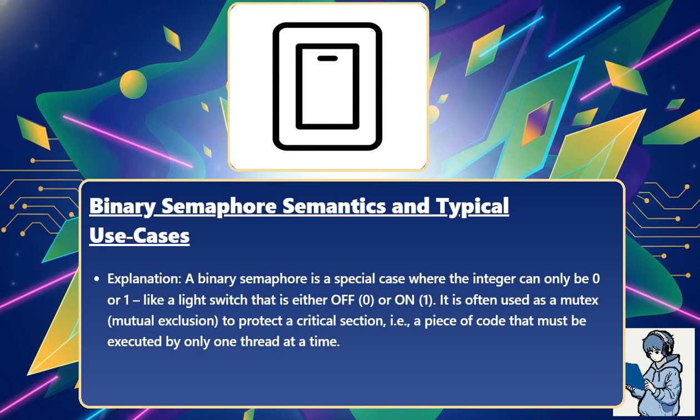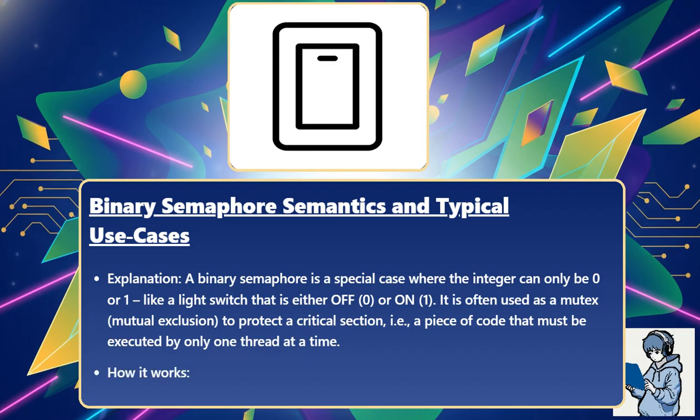Explanation: a binary semaphore is a special case where the integer can only be 0 or 1, like a light switch that is either off (0) or on (1). It is often used as a mutex (mutual exclusion) to protect a critical section, that is, a piece of code that must be executed by only one thread at a time.